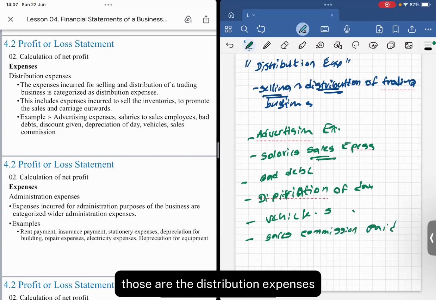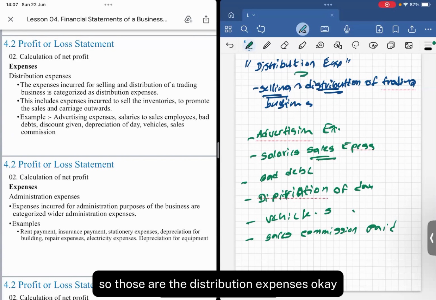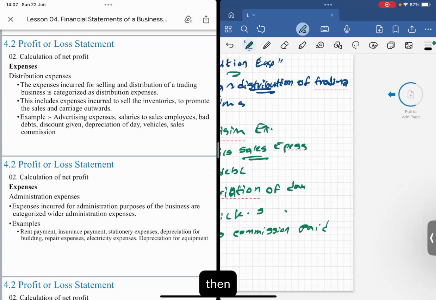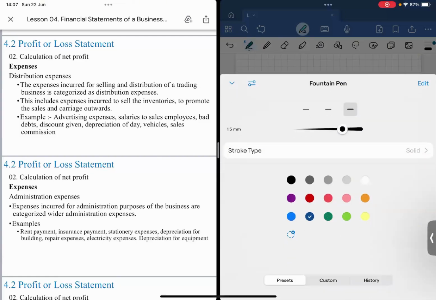Those are the distribution expenses. Advertising expenses, salaries of the sales staff, distribution of vehicles, and then sales commission paid. So those are the distribution expenses. Okay, then we will be moving on to learn about the other expenses.